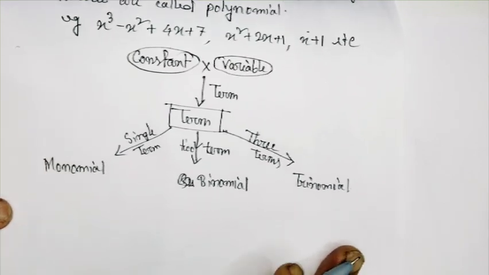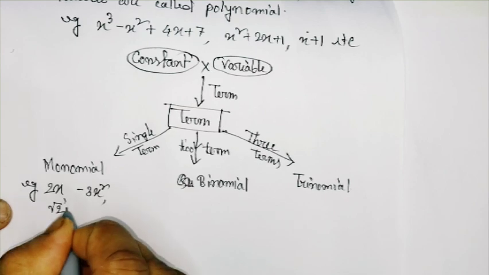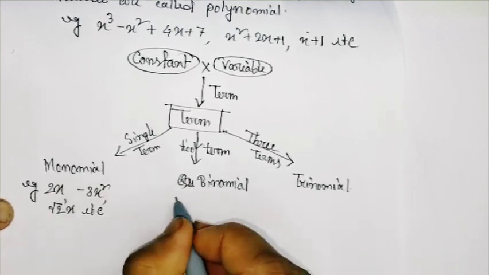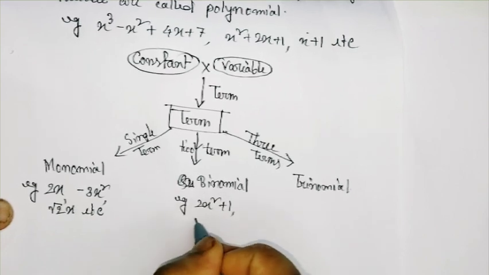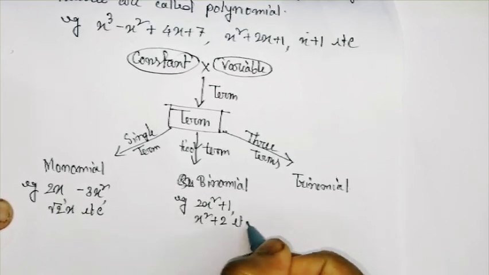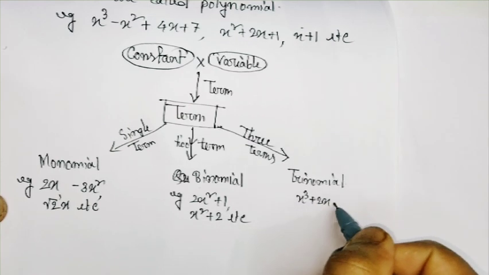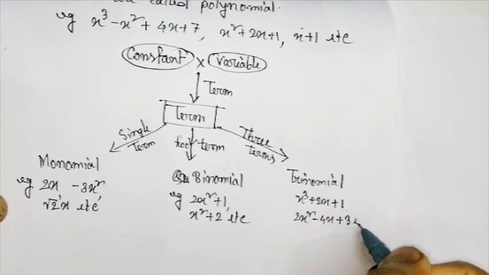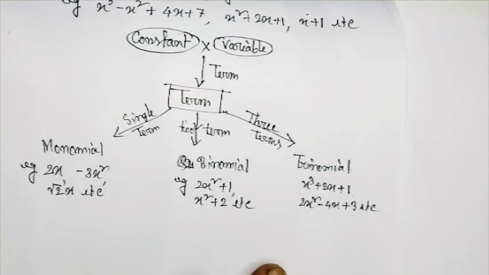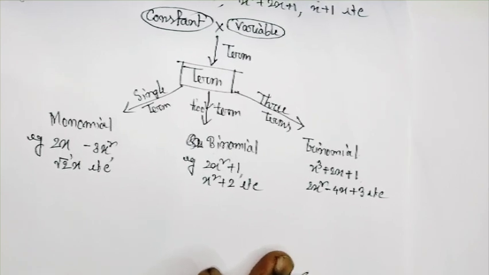For example, monomial has only one term, for example 2x, minus 3x square, root 2x, etc. Binomial, a polynomial having two terms, for example 2x square plus 1, x square plus 2, etc. Trinomial means a polynomial having three terms, so x cube plus 2x plus 1, 2x square minus 4x plus 3, etc.